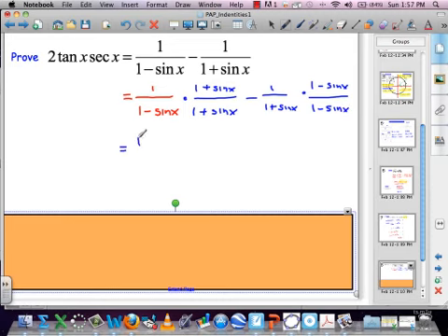Okay, what happens here? 1 plus the sine of x is the numerator. And the denominator is 1 minus sine squared x. How do I know? Because it's the difference of squares factoring pattern: a minus b times a plus b gives me a squared minus b squared. Okay, let's do the second one, and then we'll talk about what to do with this. 1 minus the sine of x is in the numerator. The denominator is 1 minus sine squared x.